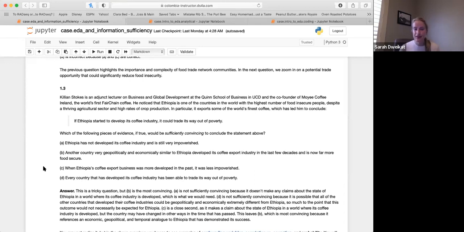So the reason that that's not necessarily correct is that the country may have changed in other ways in the time that has passed. And so we don't know necessarily what Ethiopia was like then, and we don't know that just because they had developed it more in the past, that would still work for them in the future. The best answer here would be to look at other countries that are more similar to the way Ethiopia is now, and to find out if those countries developed their coffee industry, what happened to them, and would that same thing happen for Ethiopia?